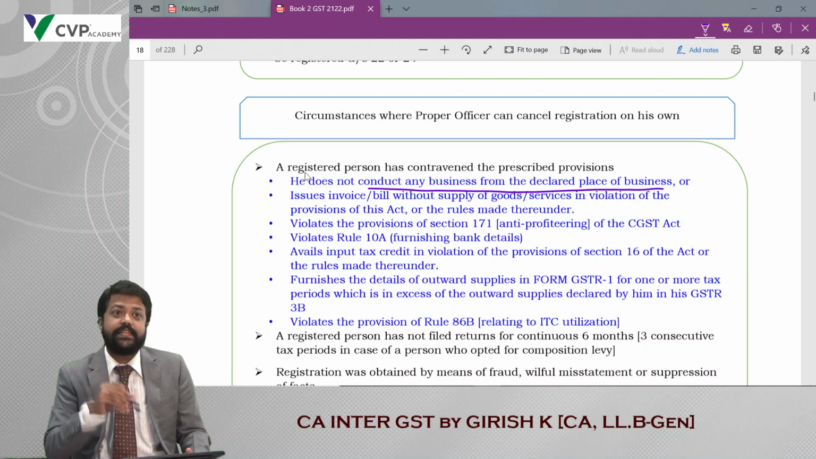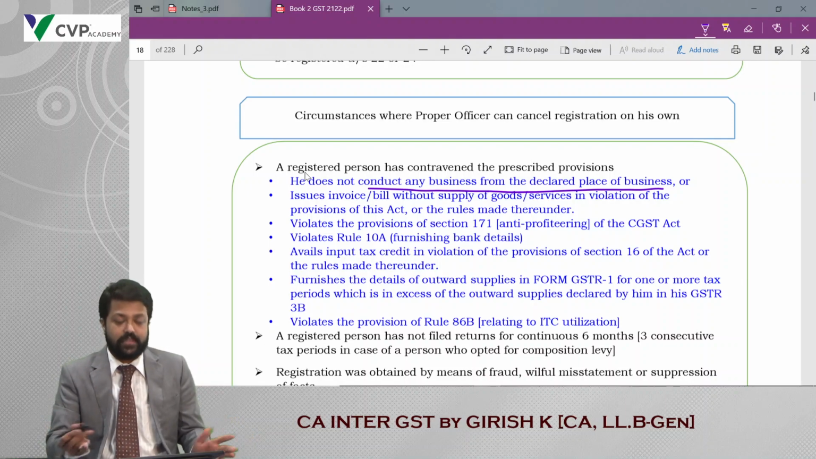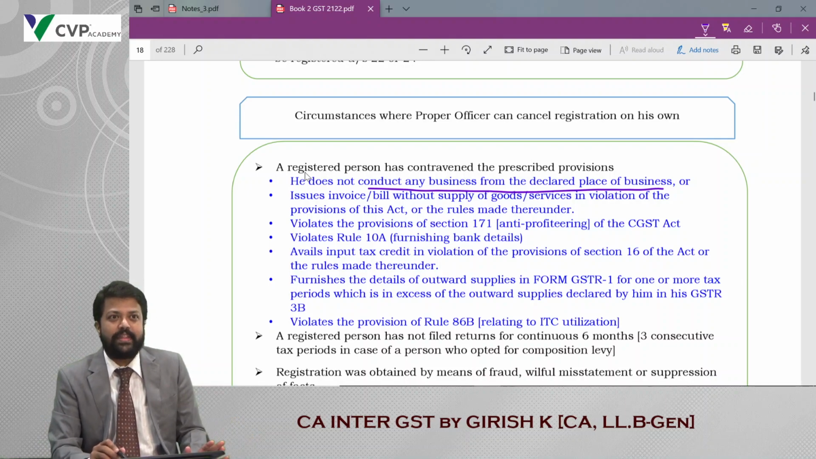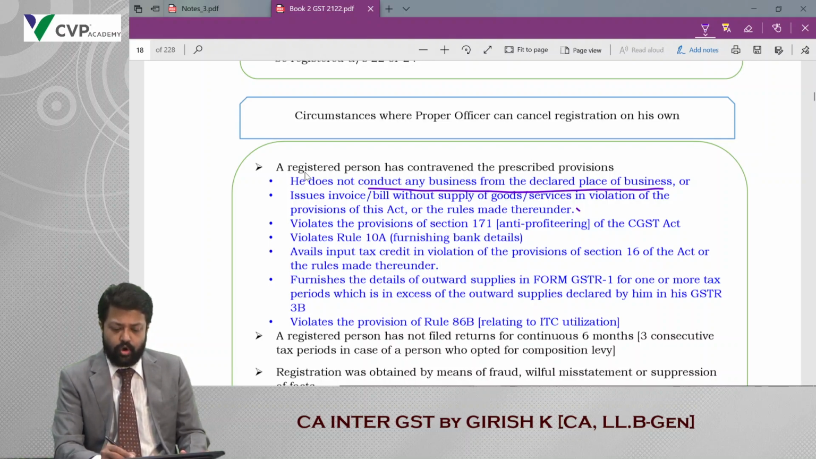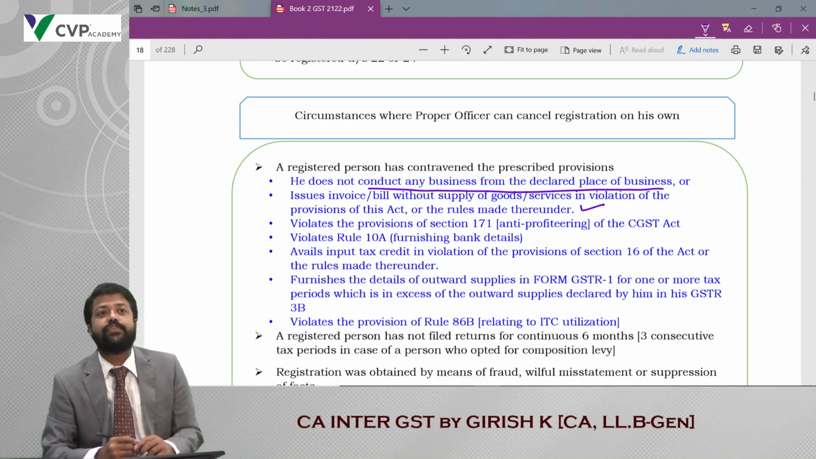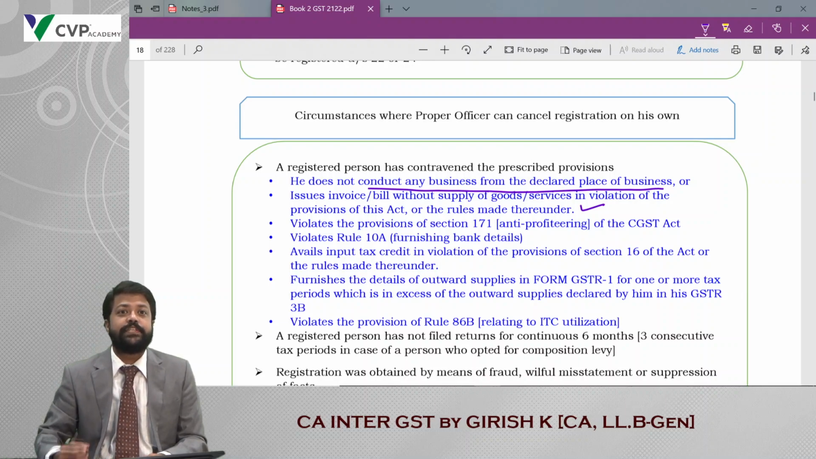So when the authorities visit and find out that there is no place of business, they confirm that there is no conduct of business from the declared place of business. Now, issue of invoice or bill without supply of goods or services in violation of the provisions of law is called circular trading. This is a very common offense, and nowadays there is a special branch of GST which is called the DGGI, Director General of GST Intelligence.